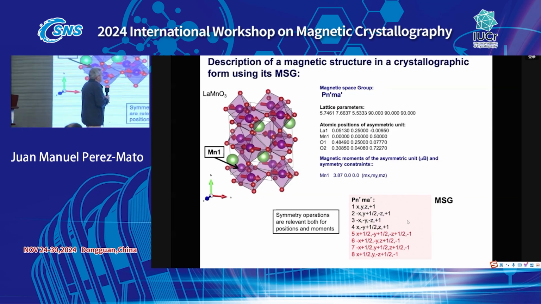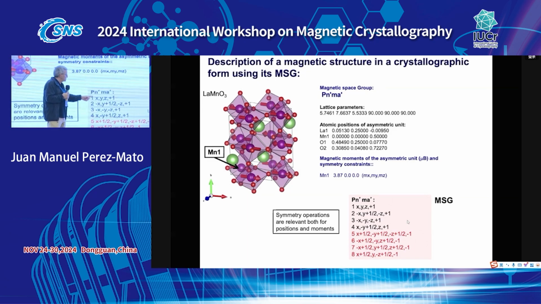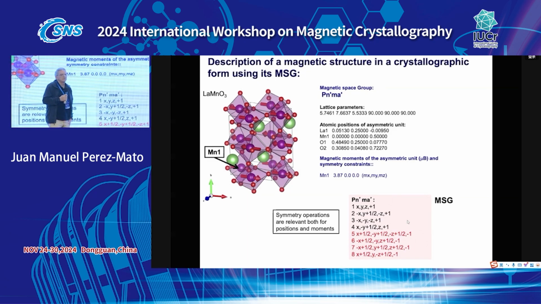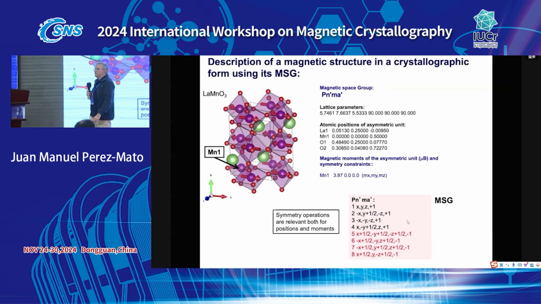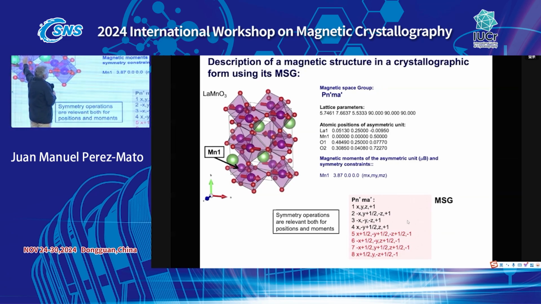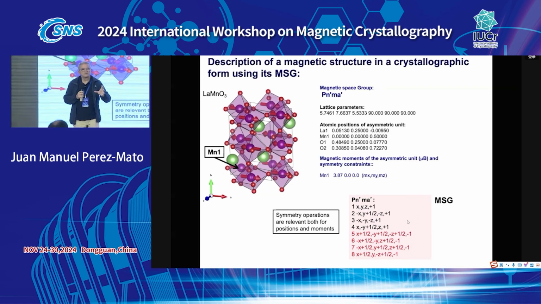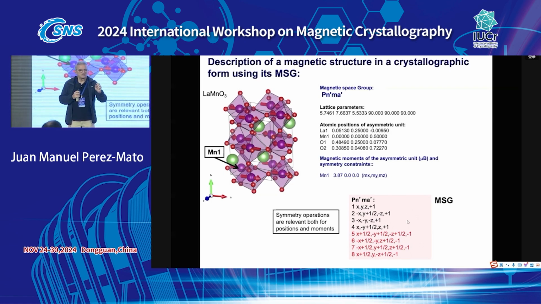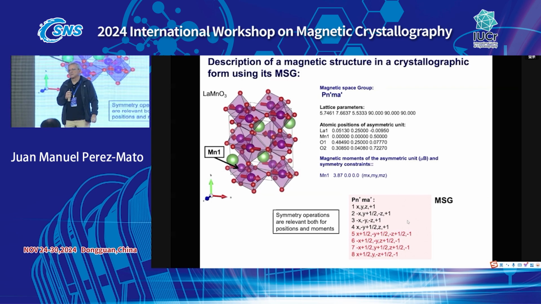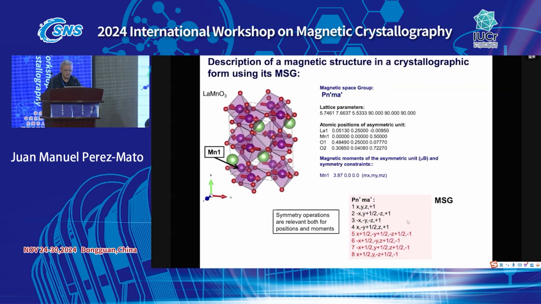And in the same way that we had the list of positions and symmetry operations of the group, again, we have the list of symmetry operations of the magnetic space group. And only from this information, we can construct the whole magnetic structure, because the operations of the magnetic space group we can apply to these atoms and these magnetic moments, and we can produce the magnetic moments and the positions of all the atoms in the whole space.